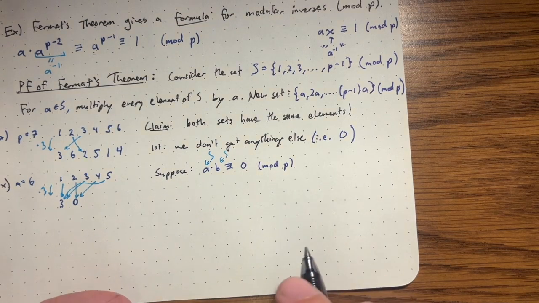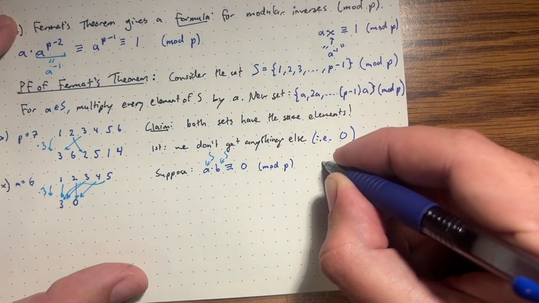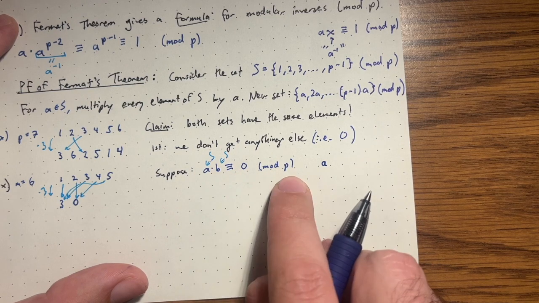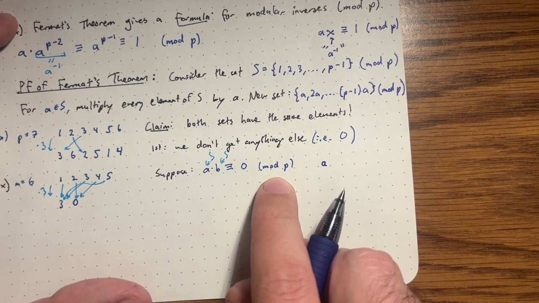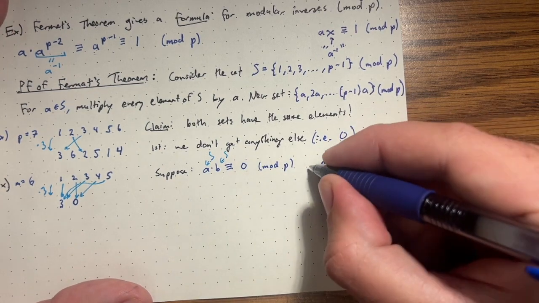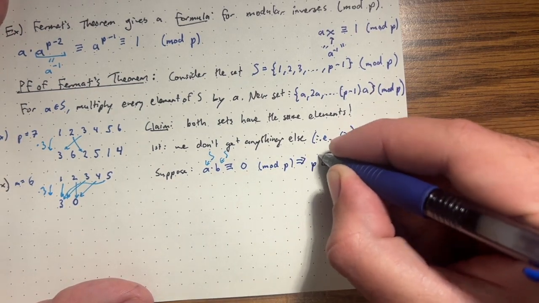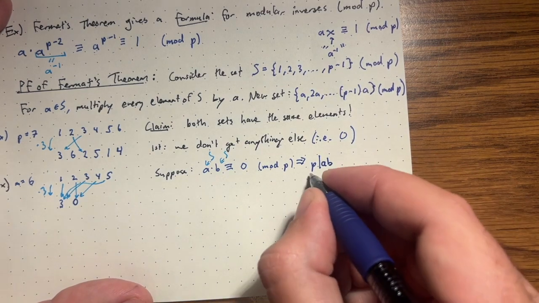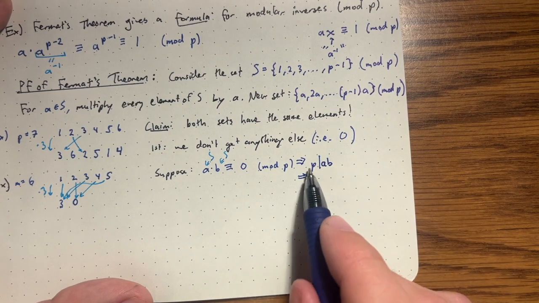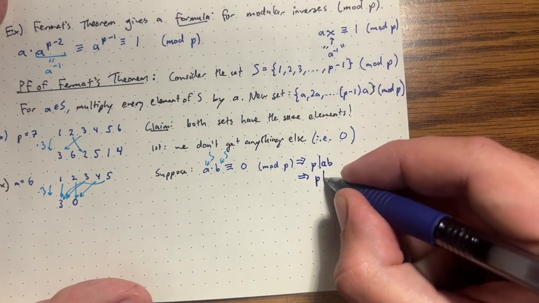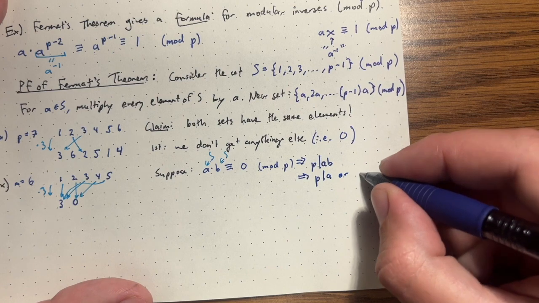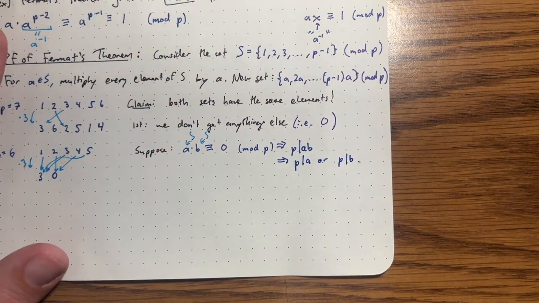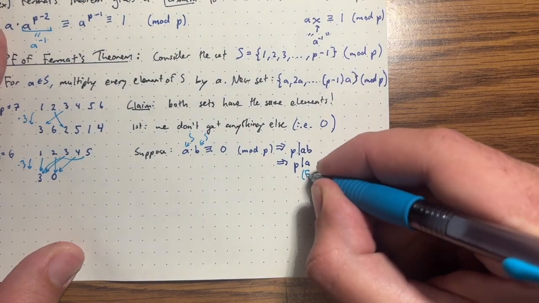And the reason for that is, well, what is this saying? It's saying that A times B is 0 mod P. That means it's a multiple of P. So that means P divides AB, the product A times B. However, if P divides a product, that means that P has to divide one part of the product. Do you remember what that is called? That is called Euclid's lemma.